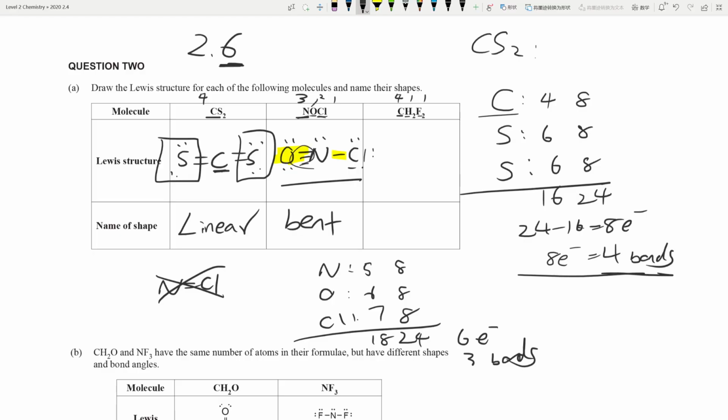Okay, now CH2F2 is even easier, so I'm not going to show that method anymore. CH2F2. Don't forget to put your hydrogens.